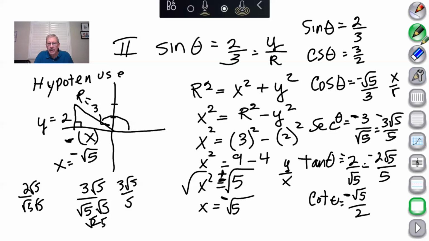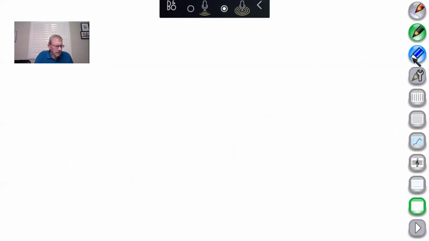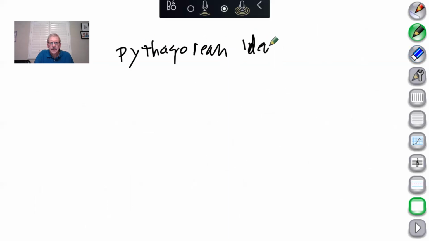Okay, now we're going to introduce a couple more ideas to this. We're going to introduce what we call the Pythagorean identities. Pythagorean identities are very useful in math. We use them all the time. Okay, so let's look at these Pythagorean identities.